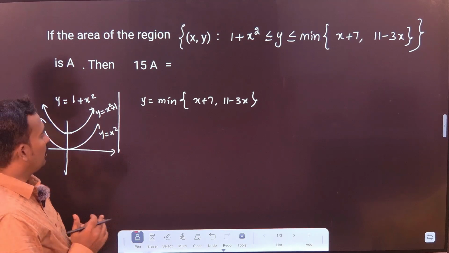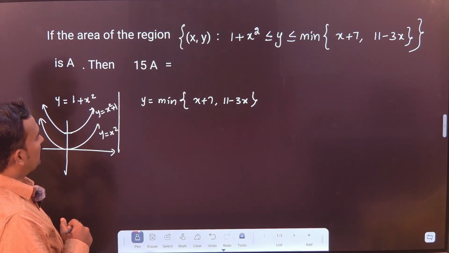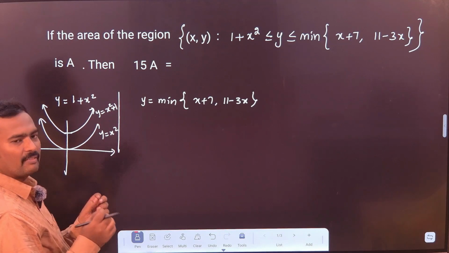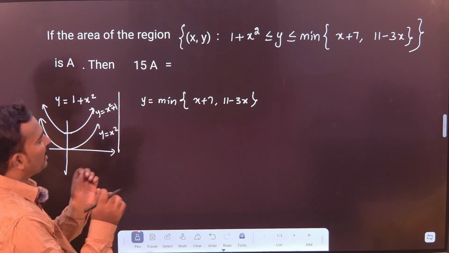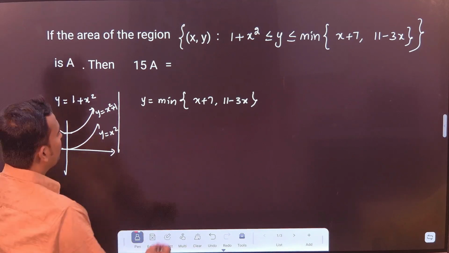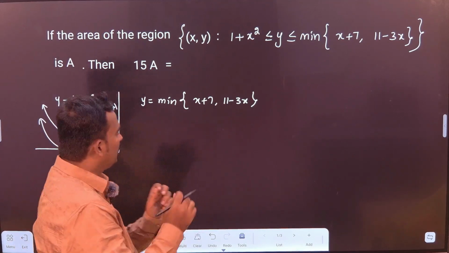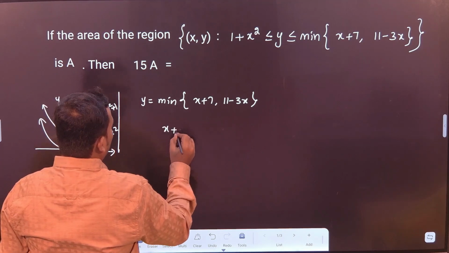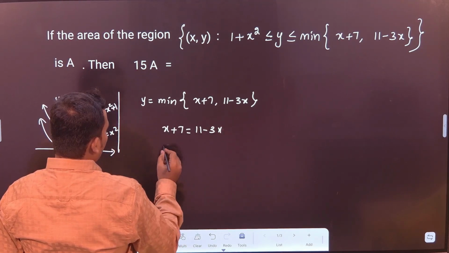So understand? Okay. Then how to draw the graph of the minimum of x + 7 and 11 − 3x? First, find where these two graphs intersect. Whenever this kind of question comes, you have to equate the graphs. Equate this: x + 7 = 11 − 3x. So you can simplify this.